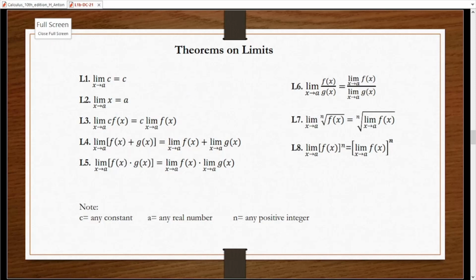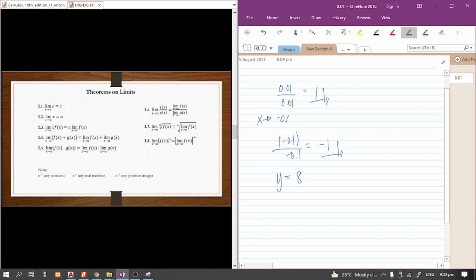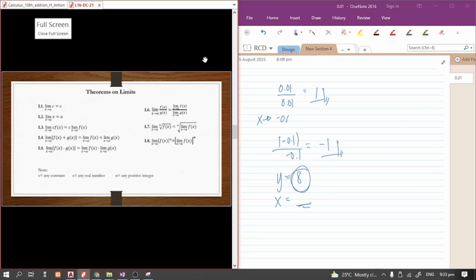So, we have here 8 theorems on limits. So, for L1, the limit of C as x approaches A is C. Since itong theorem 1 natin is yung C is any constant. So, ibig sabihin, kahit anong value mo ng x, 'di ba, kung ang equation mo ay y is equal to 8, so any value ng x ang i-take mo, hindi magbabago yung value ni y since it is a constant.